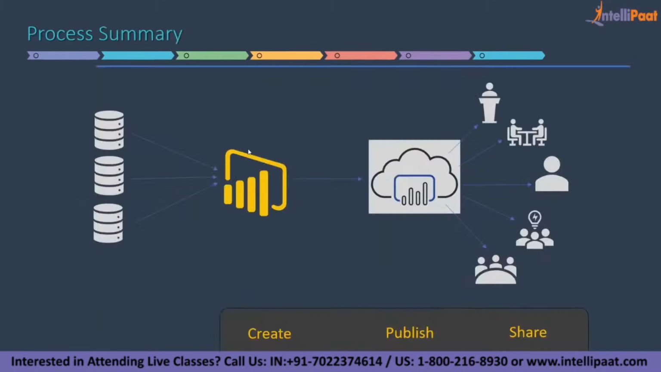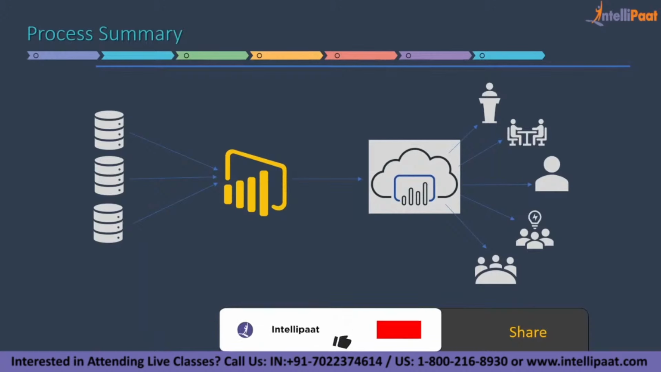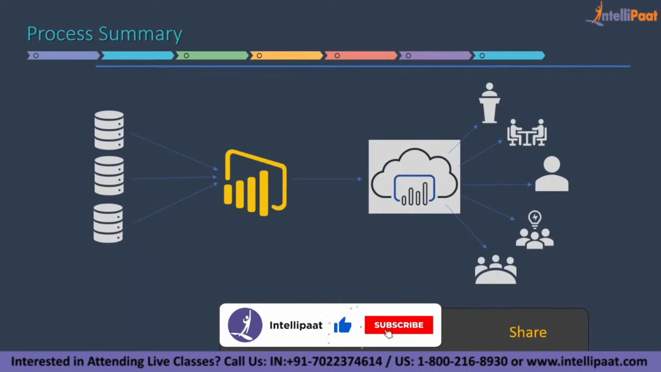Now, if you ask me to summarize the process, this is how it will be presented visually. We'll connect to our data. We'll create the reports in Power BI. We publish it to the Power BI service. You can see this cloud icon over here. And from there, we can share it to the intended users. So basically, we'll be focusing on creating the report, publishing the report, and sharing it to the end user.